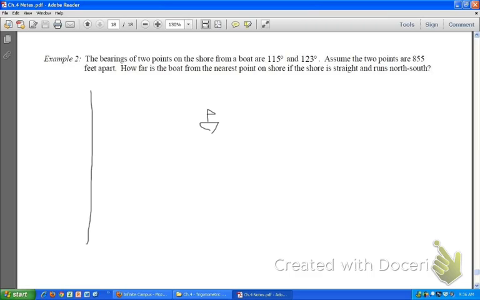Yep. And I think I might have drawn my boat too high up because I need it to be on a bearing of 115. So I'm going to redo that boat. I really want my boat down here. The reason is I want my measurement from the north-south line to measure out to be 115 and 123 degrees. So in other words, it needs to look something like that.